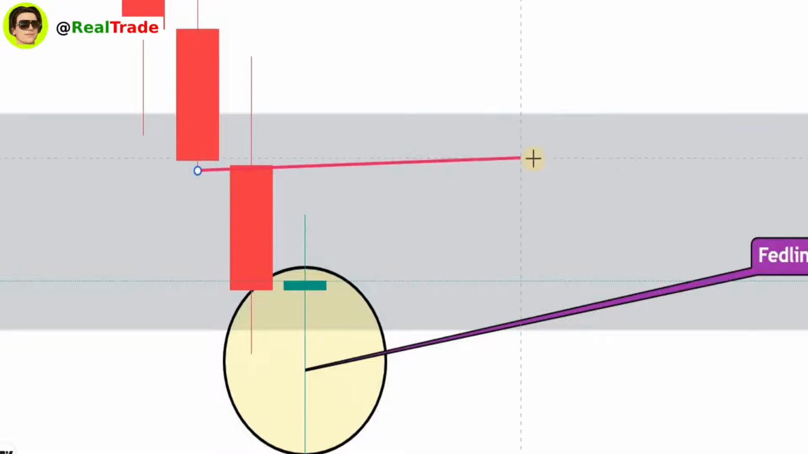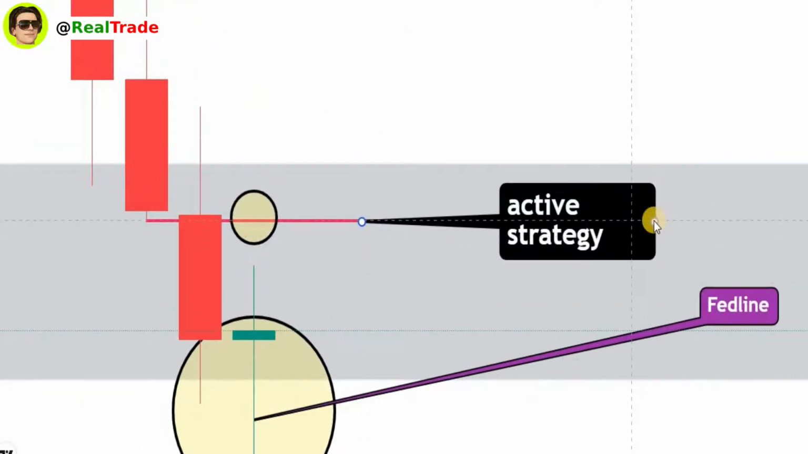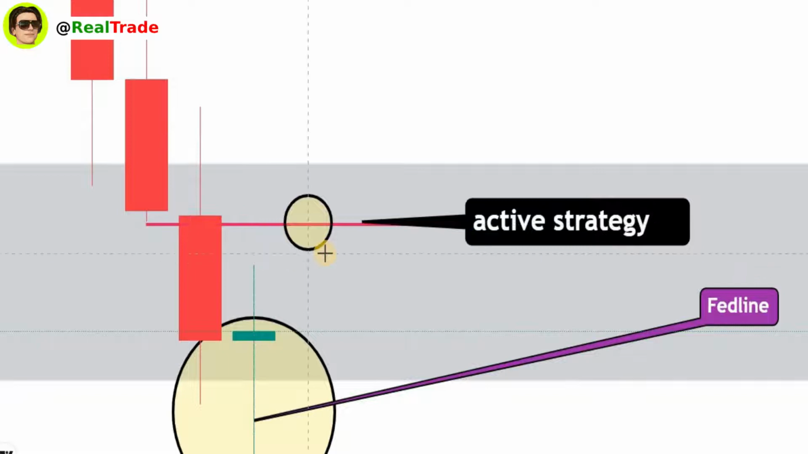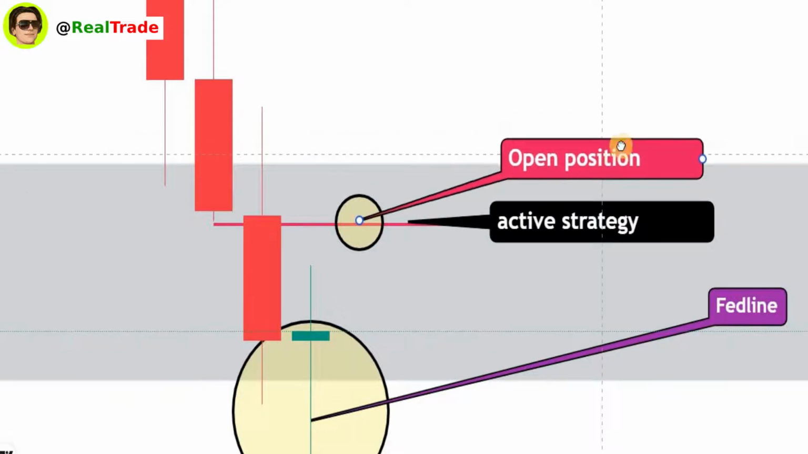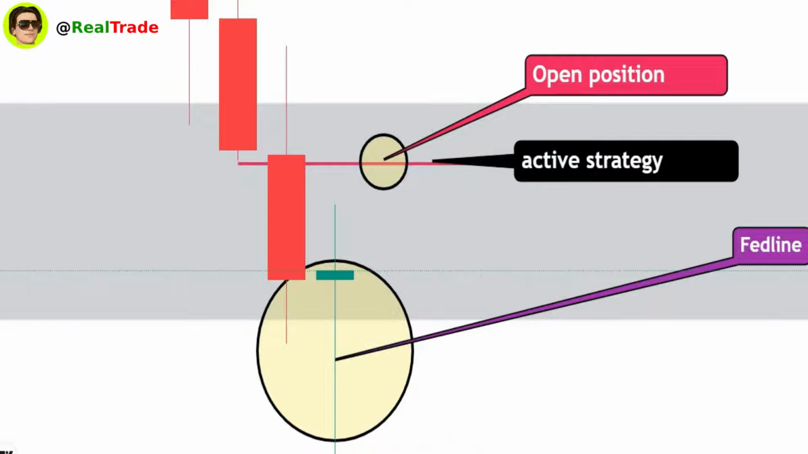Next Fed line, active strategy. This area, next Fed line, active strategy. This area, focus on the chart, look at the chart. Active strategy just after Fed line. Price after Fed line. This area. Yes, this area after Fed line, open position, open trade, get price, get buy position.